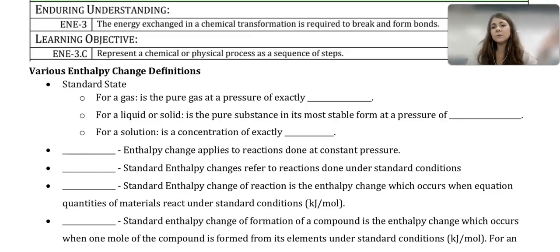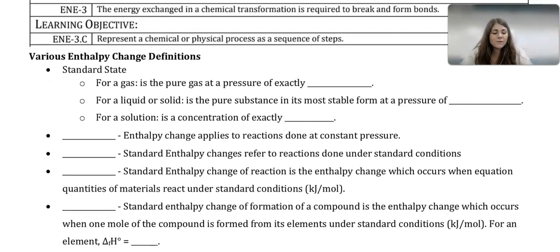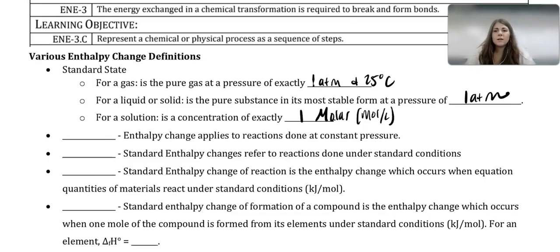So again, for standard state, for a gas, this is the pure gas at a pressure of exactly 1 atm and 25 degrees Celsius. For a liquid or solid, this will be the pure substance in its most stable form at a pressure of 1 atm. And for a solution, we're talking about concentrations of exactly 1 molar. So let's talk about the other delta H's.